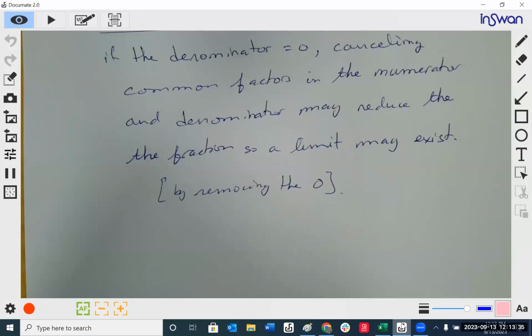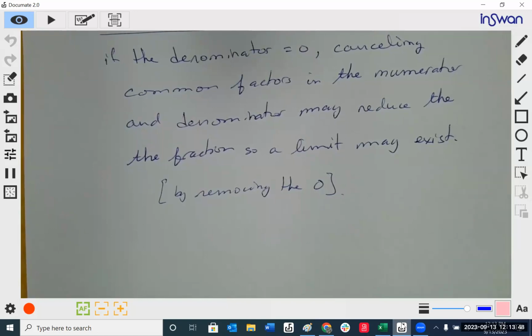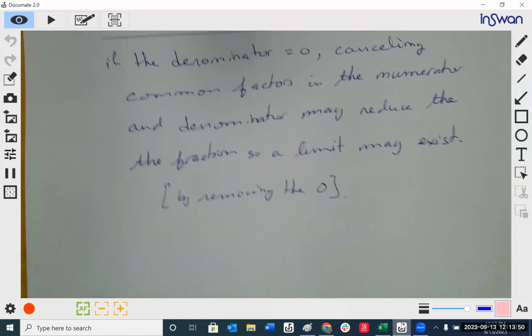What is it? By doing what? Zero? By removing the zero. When you cancel all these things, you're removing the zero. Okay, here's an example. Again, as I said, the calculus is the first part. Then once you do that, the rest of it is all algebra.